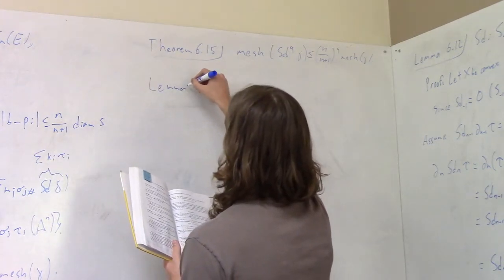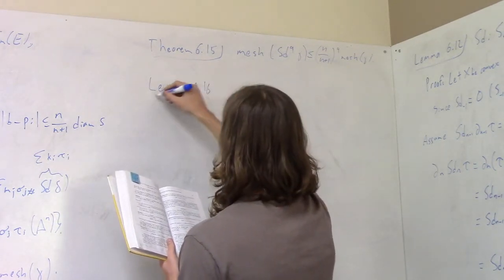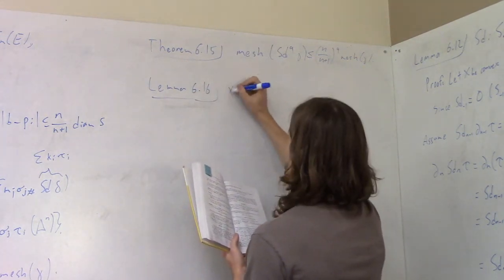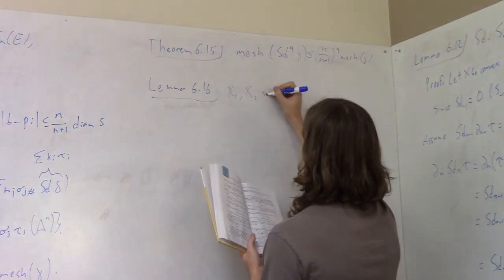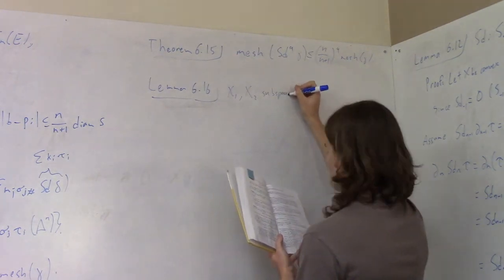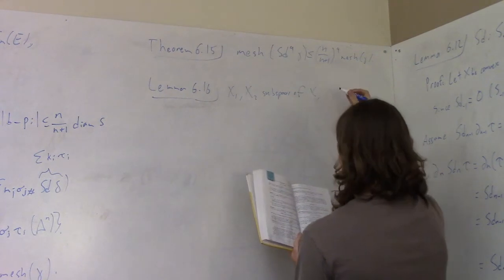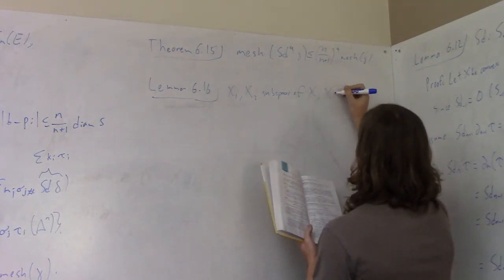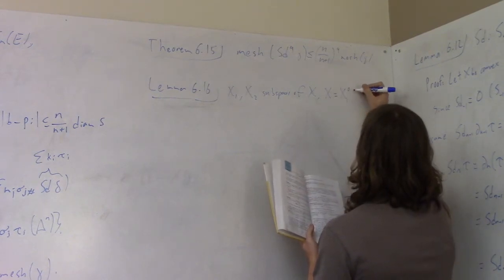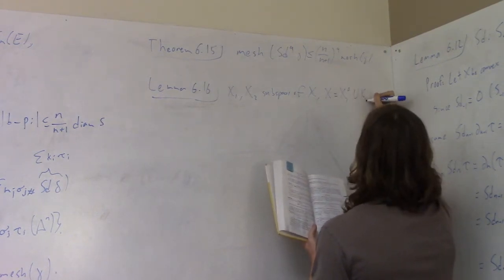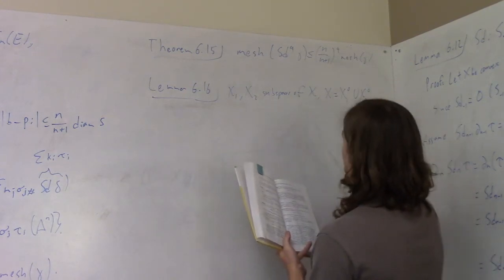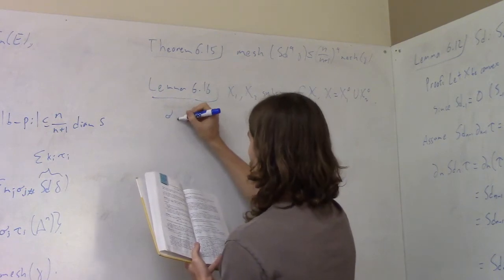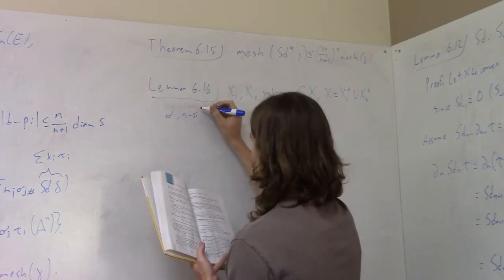On 6.16. So we have if X1, X2 are subspaces of X, and we're always going with the excision, X equals the interior of X1 union the interior of X2. And if sigma is an n-simplex of X.